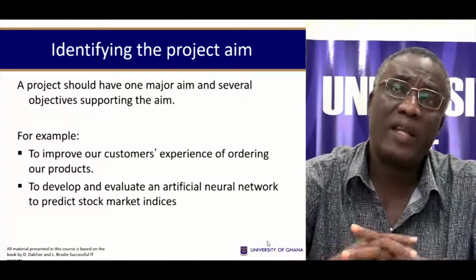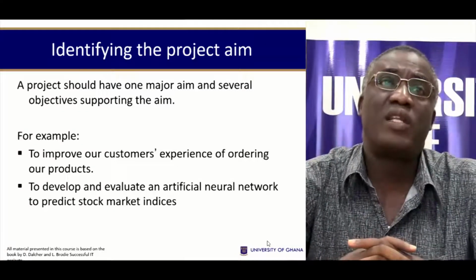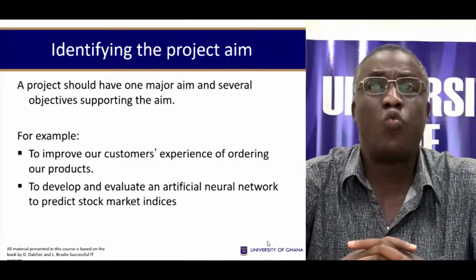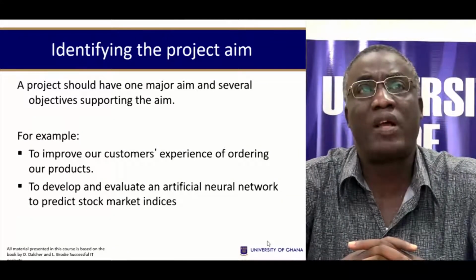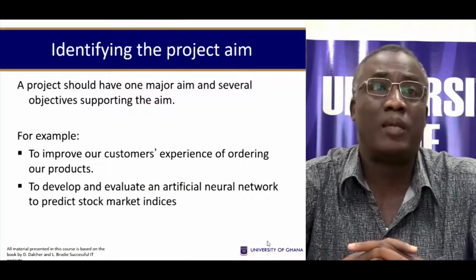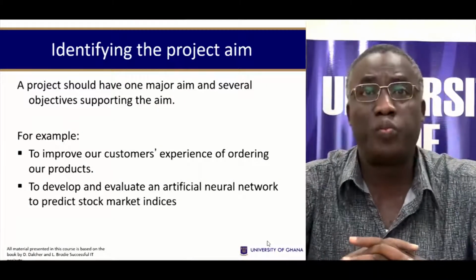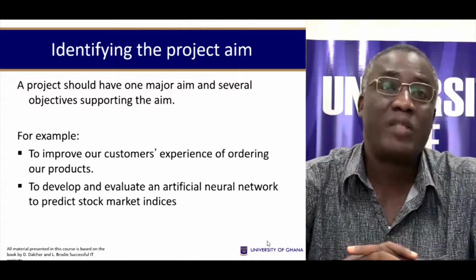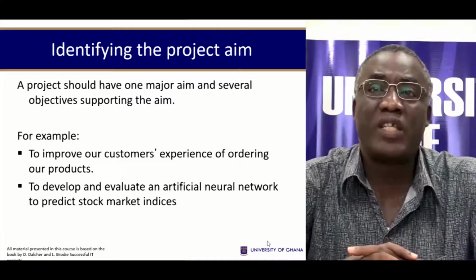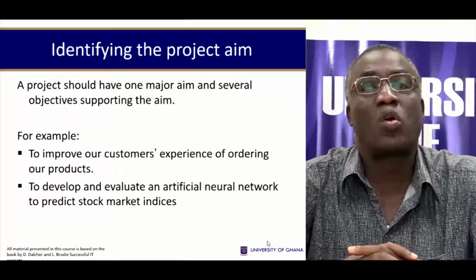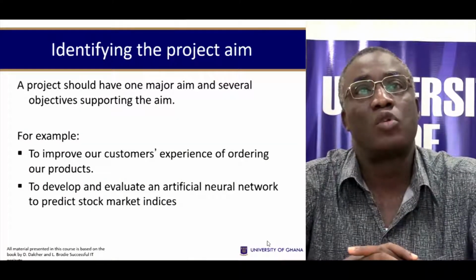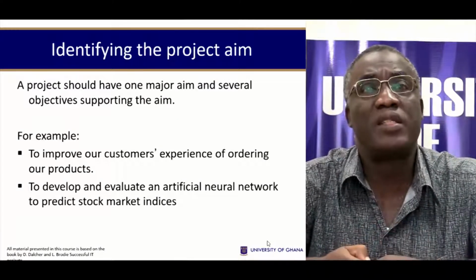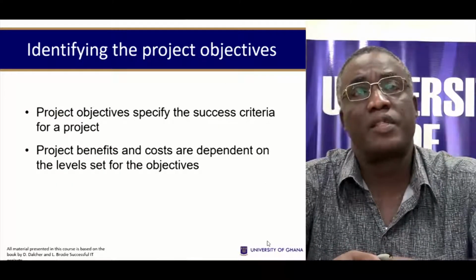So, how do you identify a project aim? We have said already that a project should have one major aim and several objectives that support the aim. So, for example, to improve our customer experience of ordering our products, or to develop and evaluate an artificial neural network to predict stock market indices. So these are examples of our project aims. But what about the objectives?